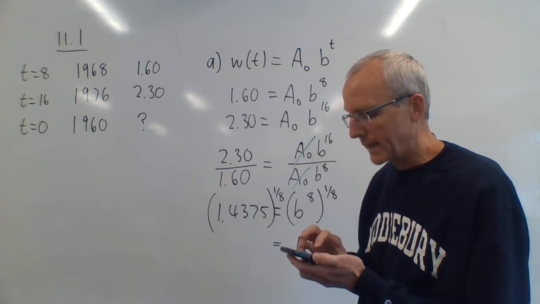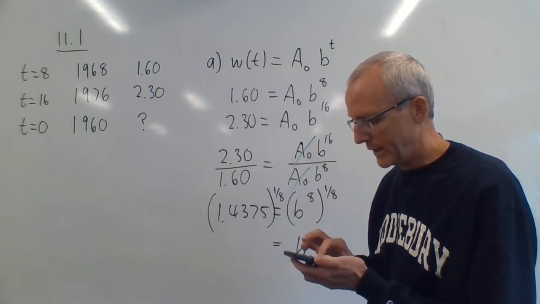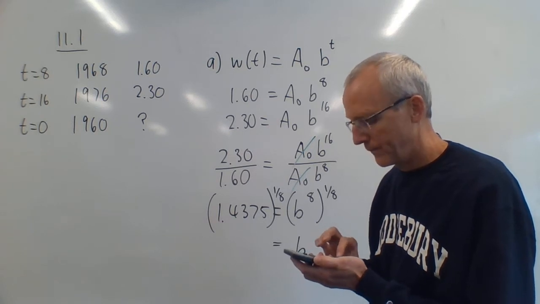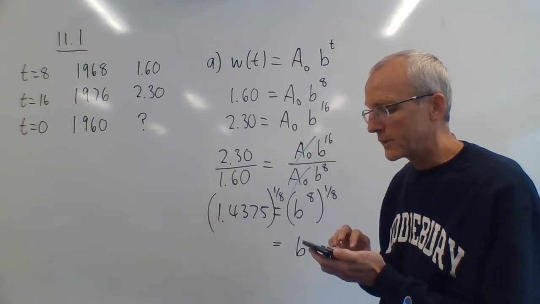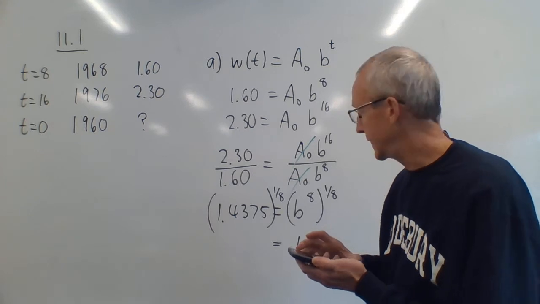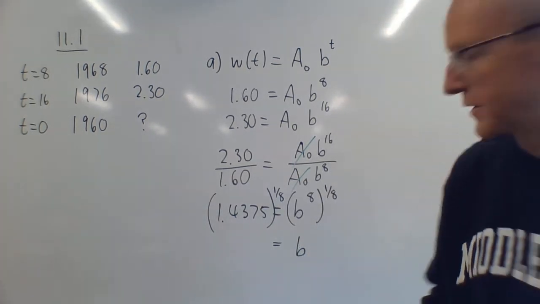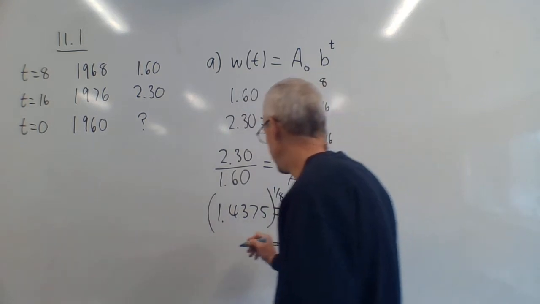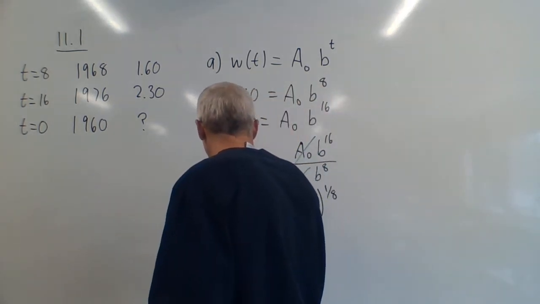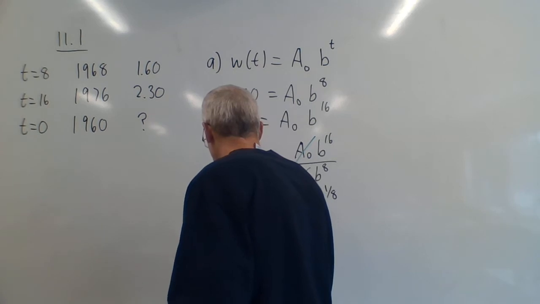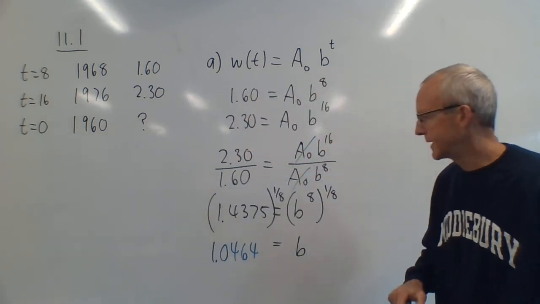Mine, I go y to the x, 1 divided by 8. I get 1.0464, actually 1.0464, then it's 0, so I might as well keep all those. So B is equal to 1.0464. Now we know what the base is, and it makes sense.